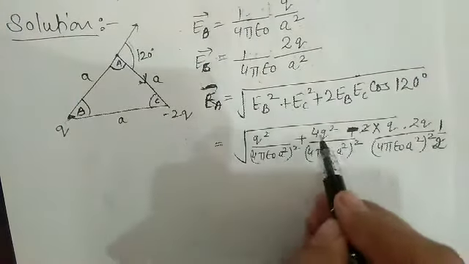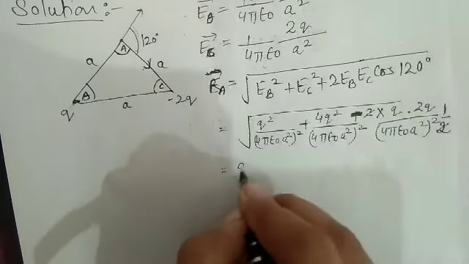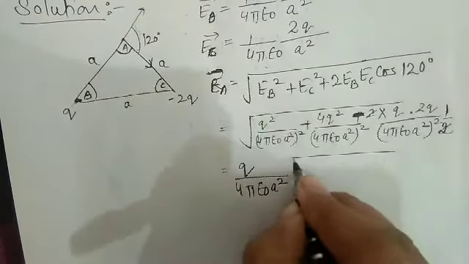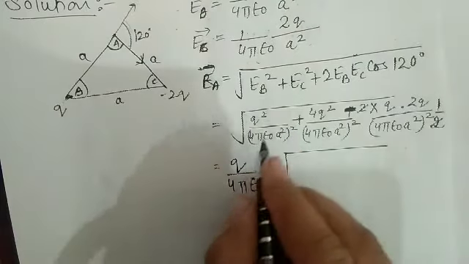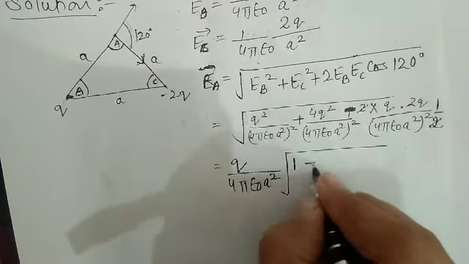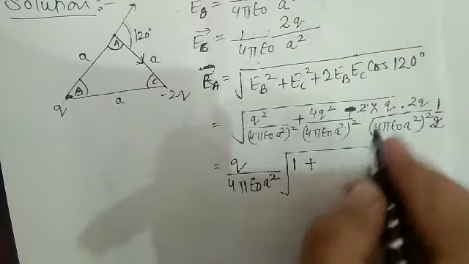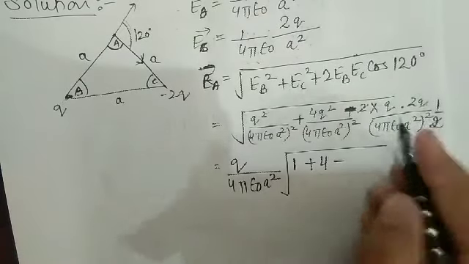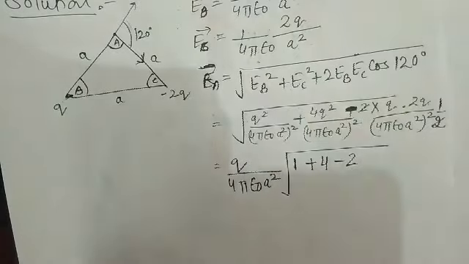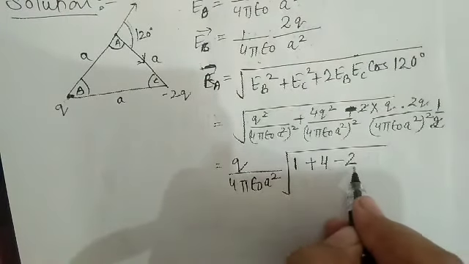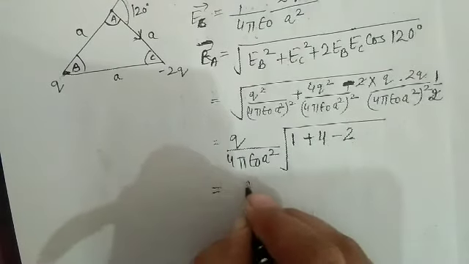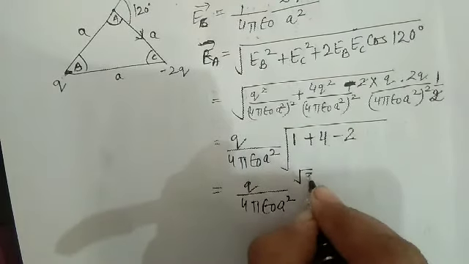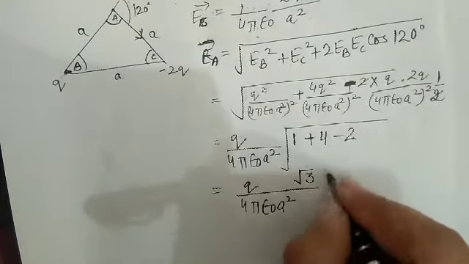Here Q square, here Q square, here Q square, so I can take Q square upon 4 pi epsilon naught A square common out from the square root part. Plus 5, here it is Q square taken common out, so it will be minus 2. So 1 plus 4, 5. 5 minus 2, that is equal to 3. So it will be Q upon 4 pi epsilon naught A square root 3. Okay, it is the magnitude.